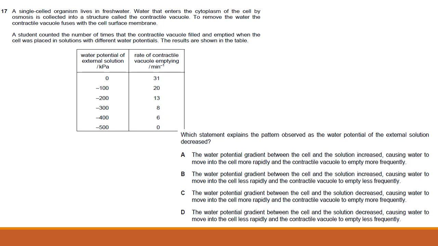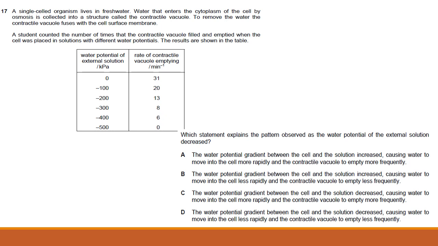A single-celled organism lives in fresh water. Water that enters the cytoplasm of the cell by osmosis is collected into a structure called the contractile vacuole. To remove the water, the contractile vacuole fuses with the cell surface membrane. A student counted the number of times the vacuole filled and emptied when the cell was placed in solutions with different water potentials. The results are shown in the table.